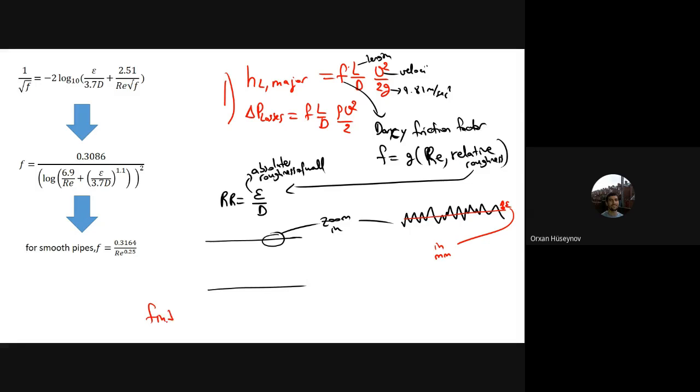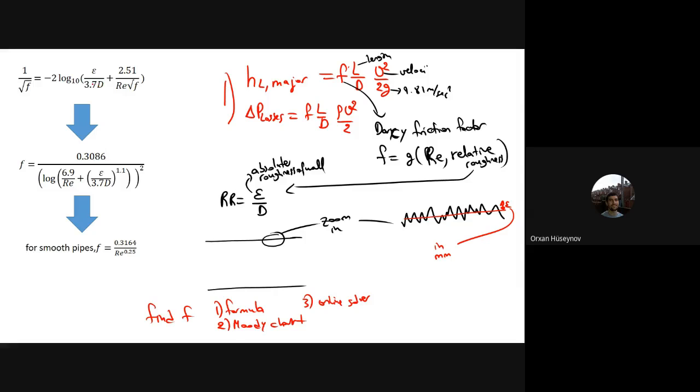So one way is you can use the formulas. The second is that you can use the chart, which is called the Moody chart, because Moody invented it. And the third one is that you can use the online solvers. The online solver is the best one because the formulas are very difficult, you will see. The Moody chart is an inaccurate method because in the chart you can have errors, but the online solver is always the best.